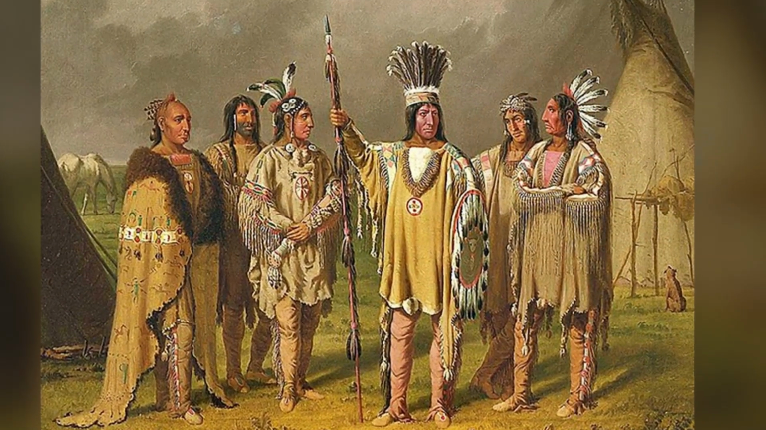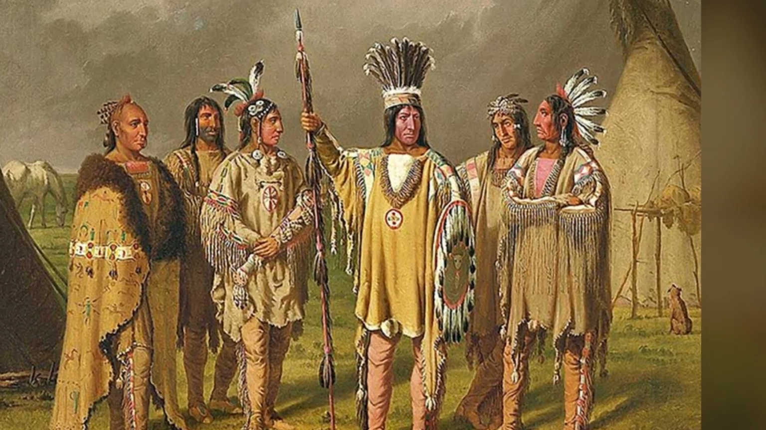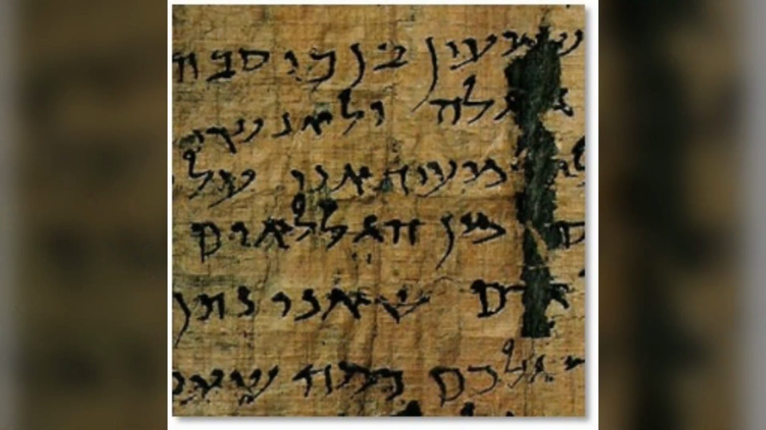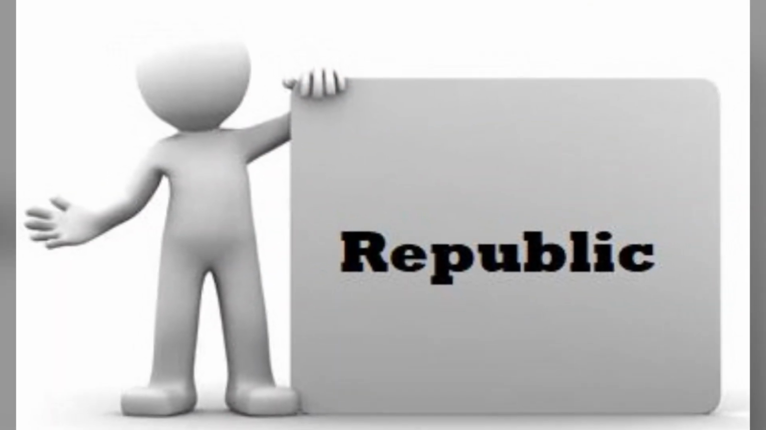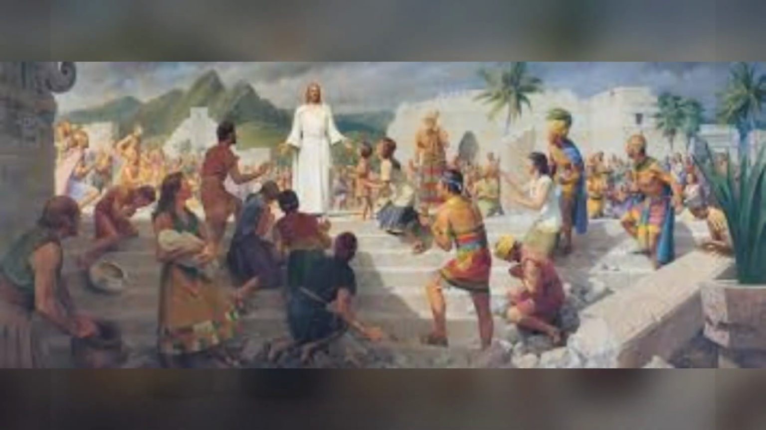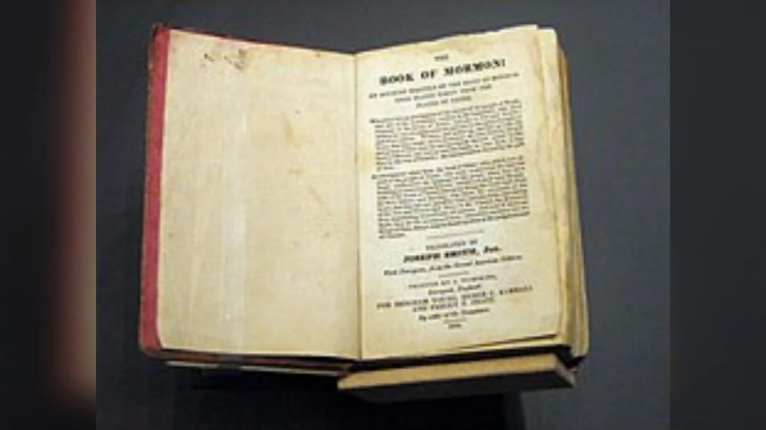They also assert that Native Americans are descendants of Israelites, with languages rooted in Hebrew, include a transition from monarchy to republican forms of government, and suggest that the gospel was preached in ancient America. Early Mormons sometimes cited View of the Hebrews to bolster the authenticity of the Book of Mormon.